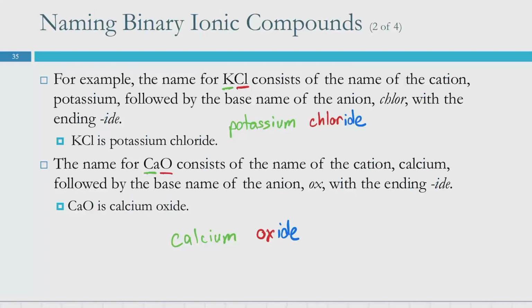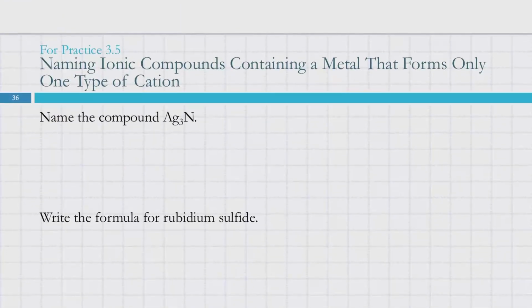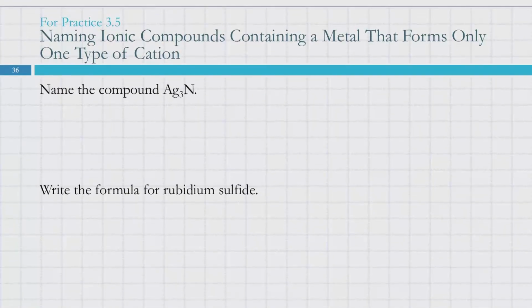Questions? Okay, some examples. Ag3N. What is Ag? Ag is silver. So we write silver. Is Ag always the same charge? It is. It's always a 1 plus. And then what is N? N is nitrogen. The base is nitr. And then we change the -ogen to -ide. So it's silver nitride.